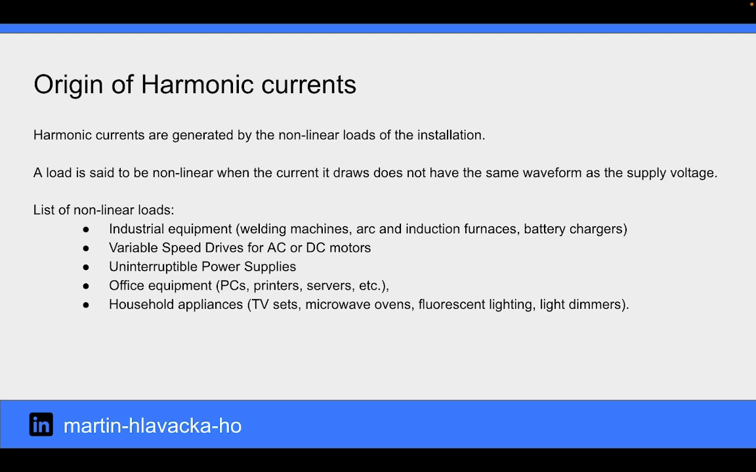Typical nonlinear loads are welding machines, arc and induction furnaces, battery chargers, speed drivers, UPS, office equipment such as PCs, printers, servers, and home appliances such as televisions, microwave ovens, and light dimmers.